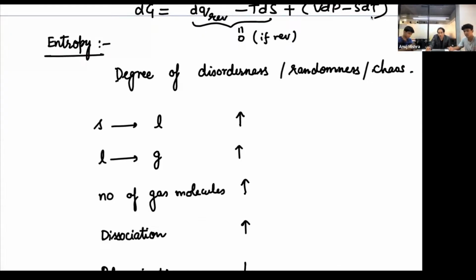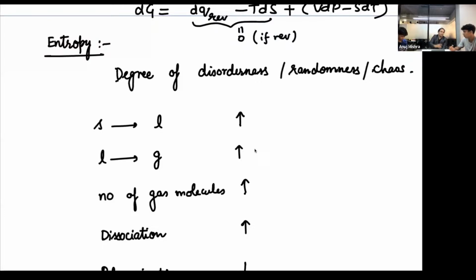Yes, perfect. So, degree of disorderness, degree of randomness, or degree of chaos. What is the meaning of it? See, you observe anything. Let's say, for instance, we take a glass of water and we stir it well with some spoon. Let's say we just start moving that water. What will happen? You are going to create more randomness in the still water.